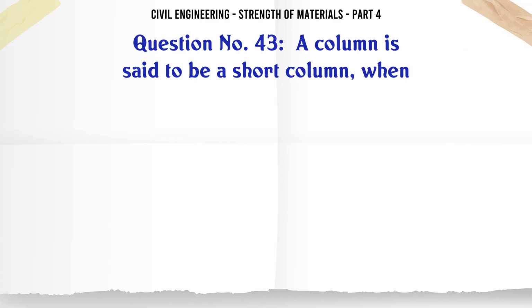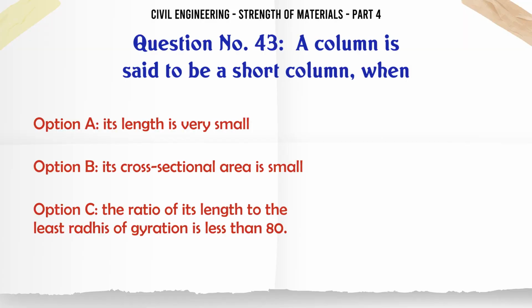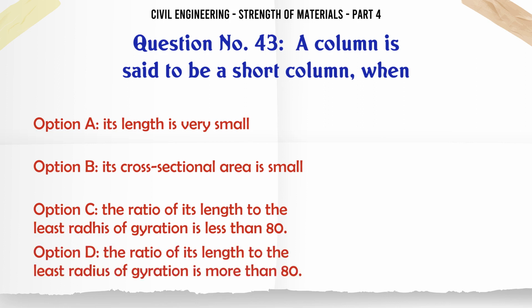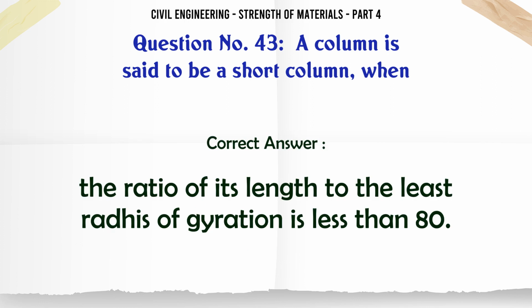A column is said to be a short column when A. Its length is very small. B. Its cross-sectional area is small. C. The ratio of its length to the least radius of gyration is less than 80. D. The ratio of its length to the least radius of gyration is more than 80. The correct answer is the ratio of its length to the least radius of gyration is less than 80.